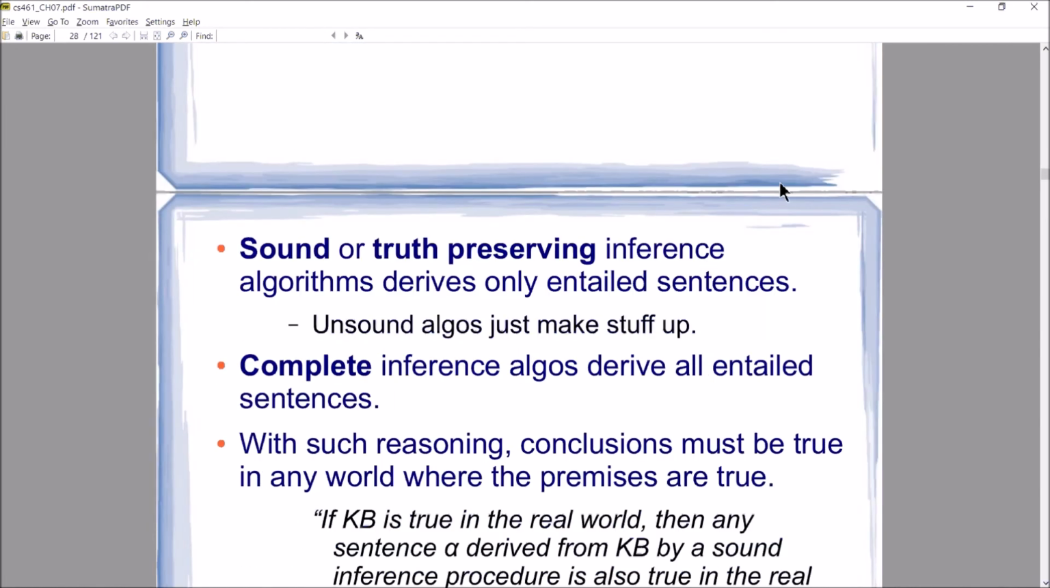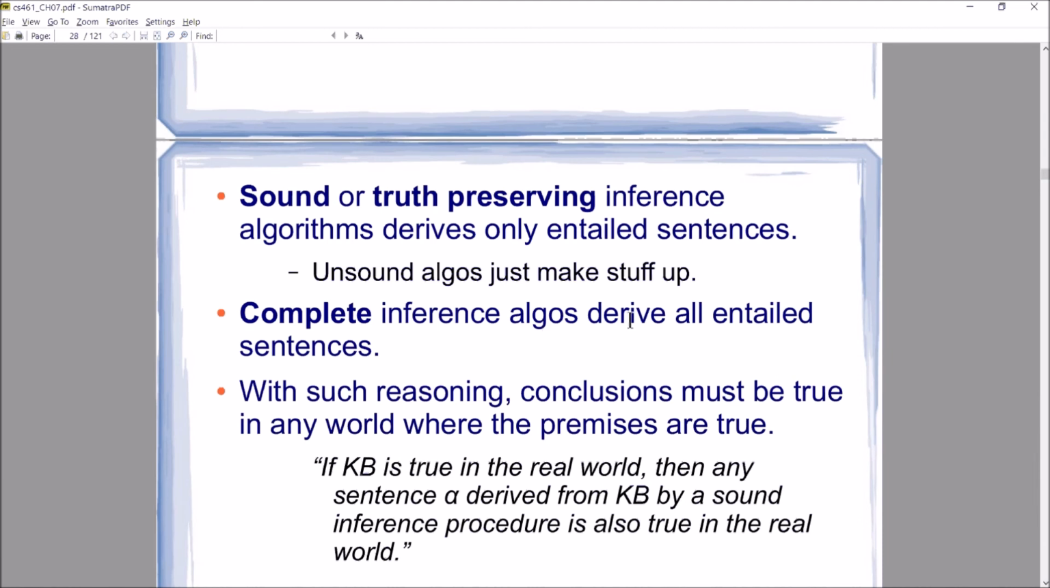All right, so sound or truth-preserving inference algorithms. Any algorithm that is sound, that keeps the truth, that preserves truth, doesn't distort things, that doesn't just make stuff up, any algorithm that works correctly is going to derive only entailed sentences. Complete inference algorithms will derive all possible entailed sentences. So the sound or truth-preserving ones are going to derive only entailed sentences, where one thing logically follows another. And an algorithm is complete if it can derive, if it can produce, if it can construct all the possible entailed sentences.